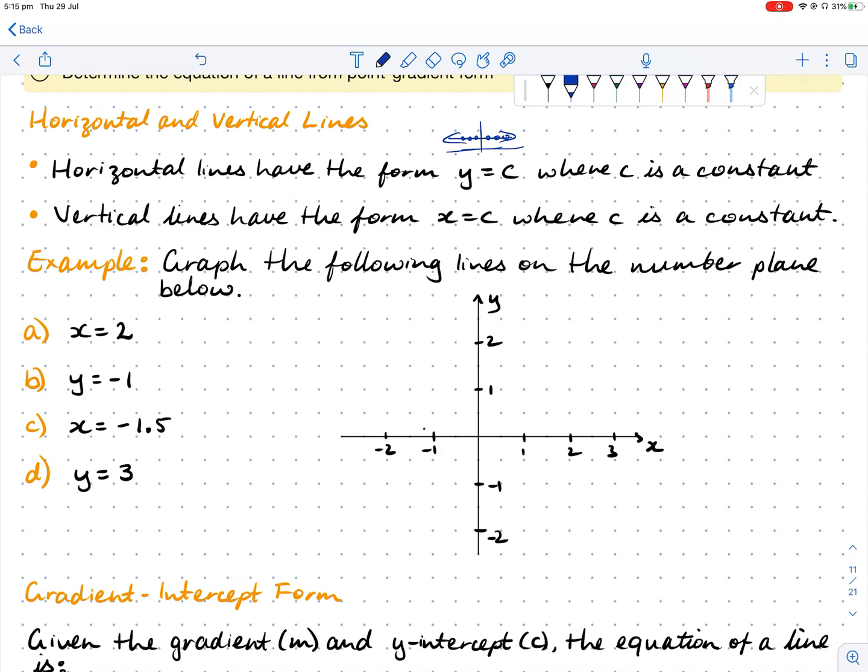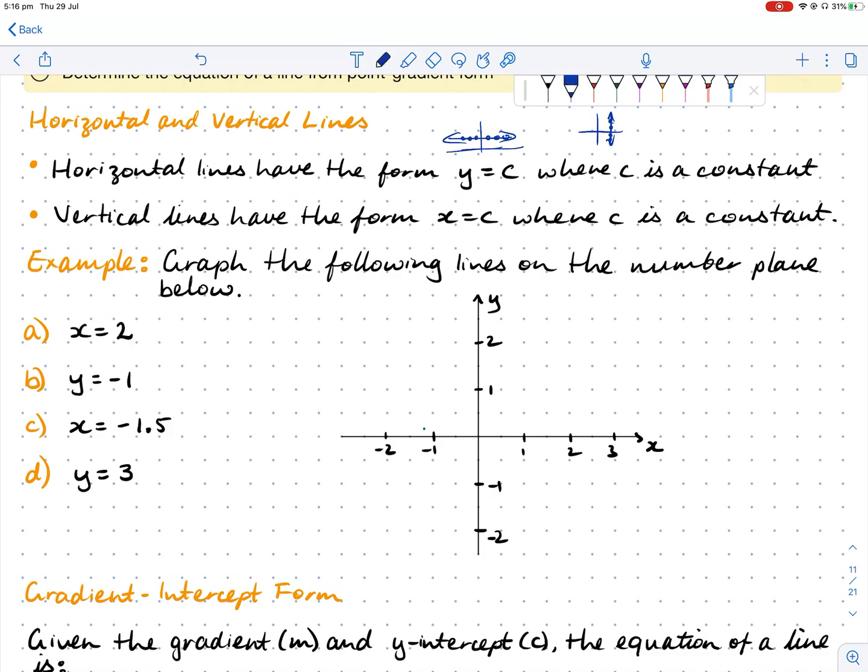Vertical lines are the other way. So if I've got a number plane and I pick any point on a vertical line, the thing that they'll all share is the x coordinate. So that's why we have x equals c. Okay, and c is just any number that will fit on a number plane. So let's have a look at these questions here.